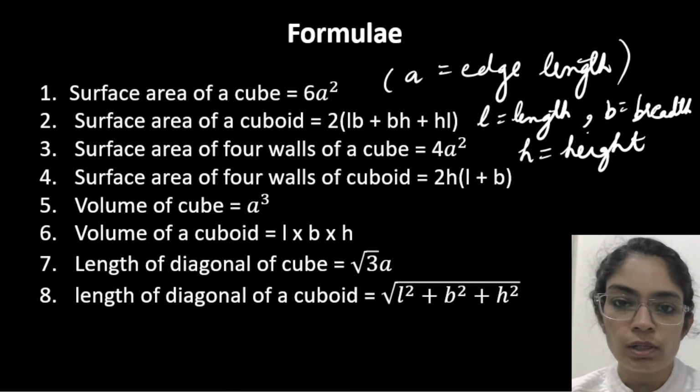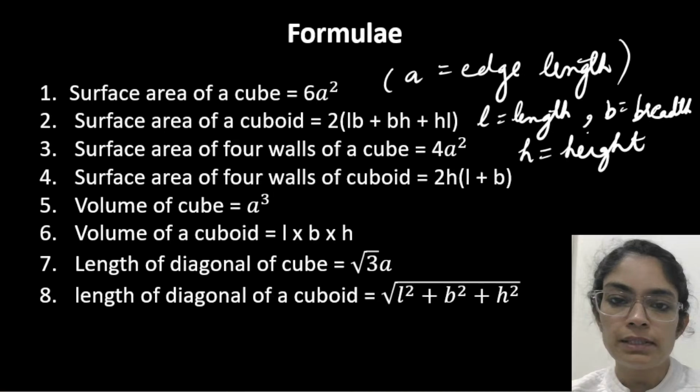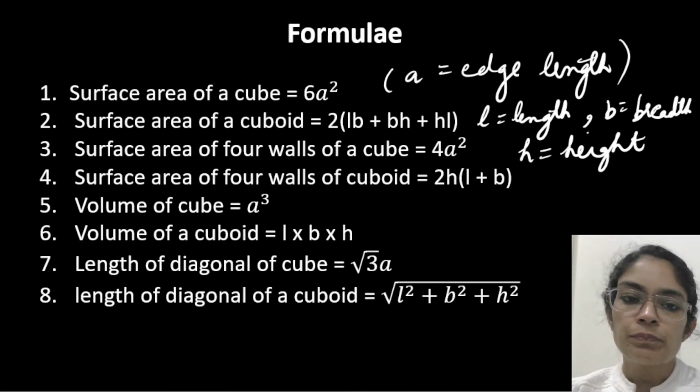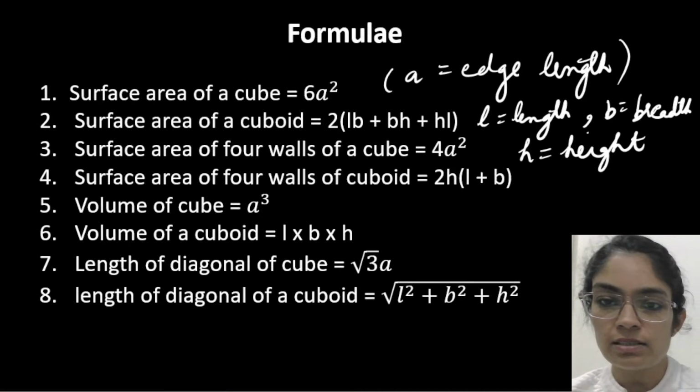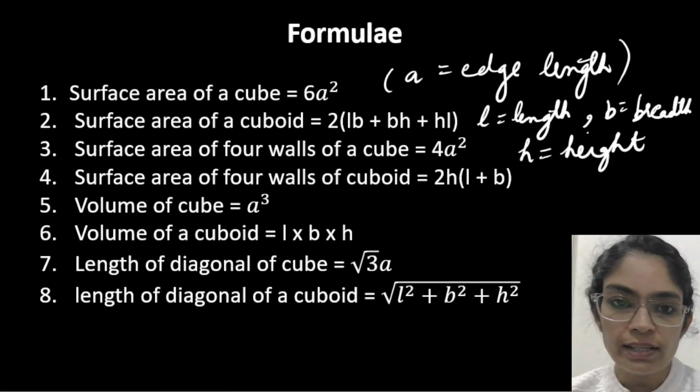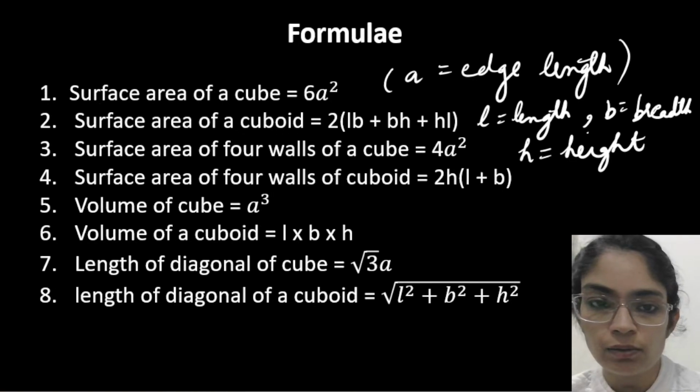Surface area of 4 walls of a cube. See, 4 walls means only the sides are included, top and bottom faces are not included. So it is 4a square. Surface area of 4 walls of a cuboid is 2h into (L plus B). Volume of a cube is a cube. Volume of a cuboid is length into breadth into height.